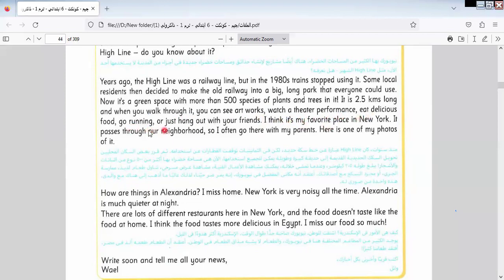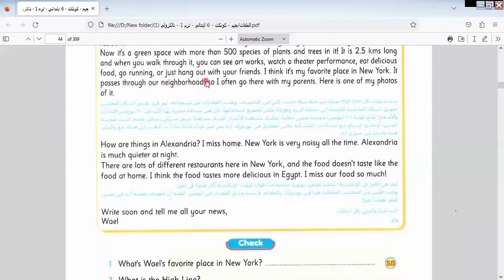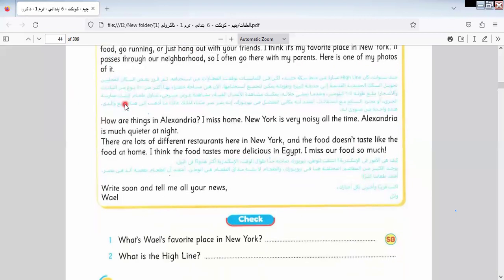food, go running. So here we have, as I explained before, go, enjoy, and like, and we say that go must be followed by what? By the gerund, the ing form. Or just hang out with your friends. I think it's my favorite place in New York. It passes through our neighborhood, so I often go there with my parents. Here is one of my photos of it.